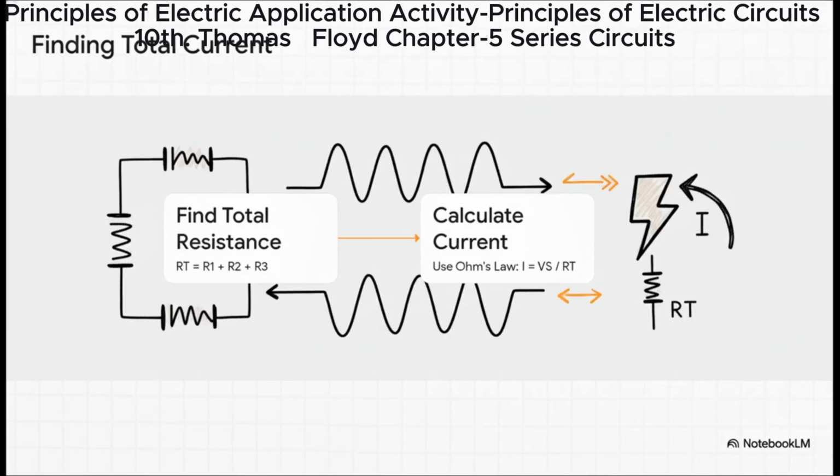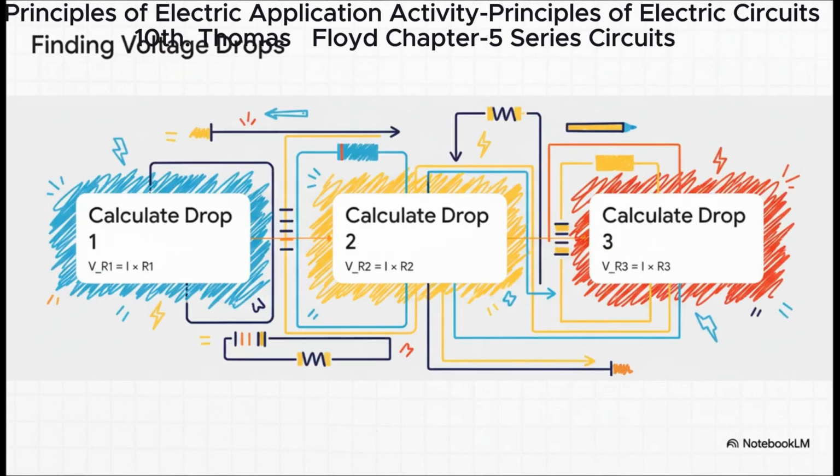So to find those individual drops, the first thing we need is the one thing that's the same for every part of a series circuit, the total current. And we find that in two easy steps. First, you just add up all the resistances to get the total resistance, RT. Then you use Ohm's law. Total current is just the source voltage divided by that total resistance. Done.